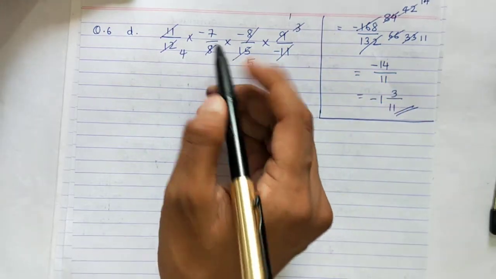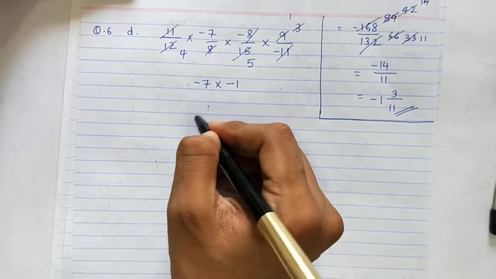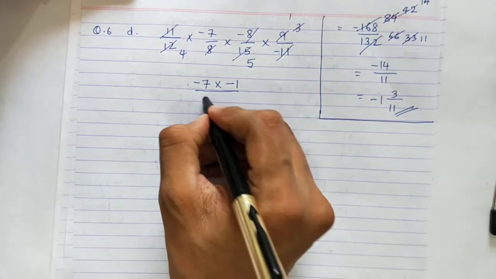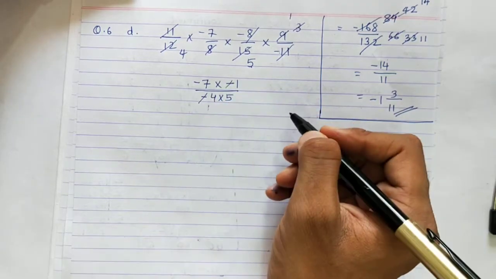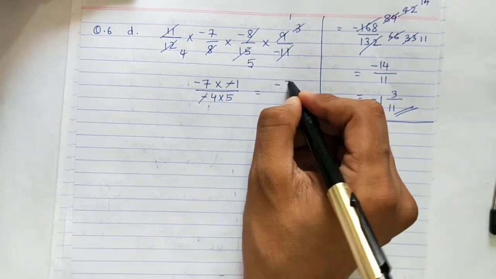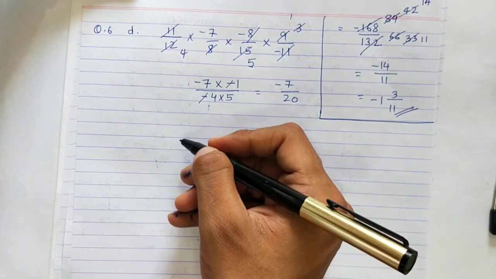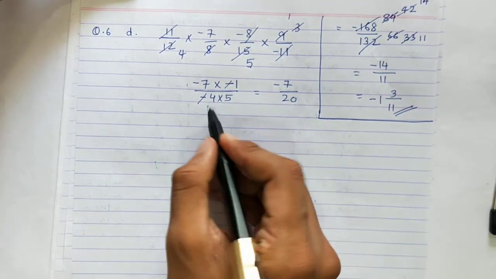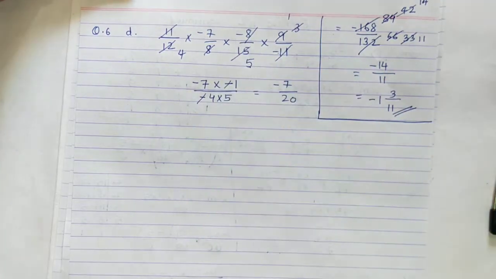So what is remaining? Minus 7 into this minus sign is remaining here. Minus 1 upon, in the denominator I have 4 into 5 into this minus sign. So minus 4 into 5. Minus sign will get cancelled. So answer is minus 7 upon 20. Minus 7 upon 20. Very easy. Everything got cancelled. Just be careful with the minus sign. Okay.